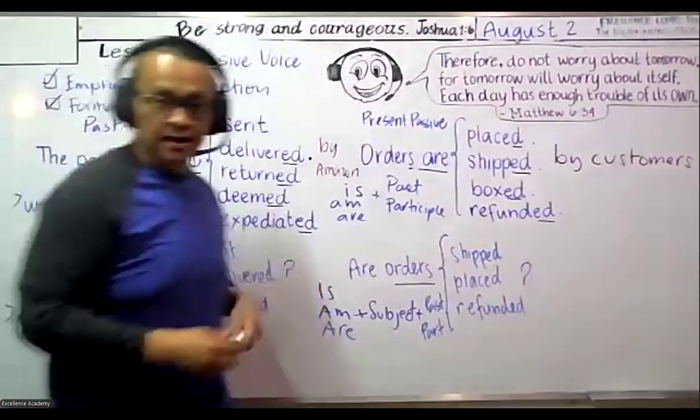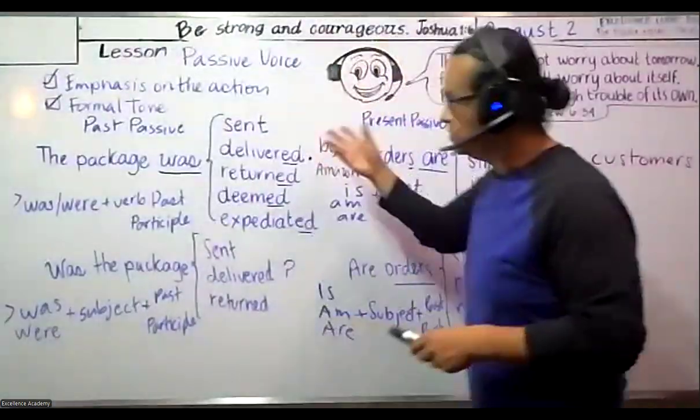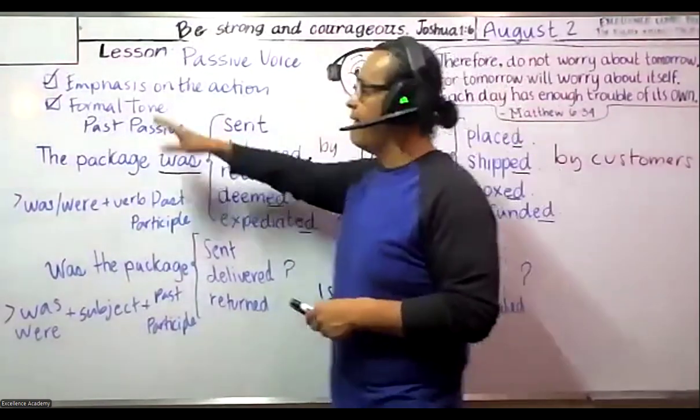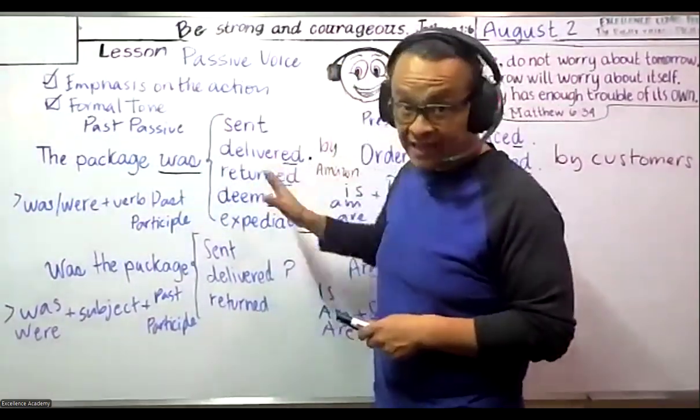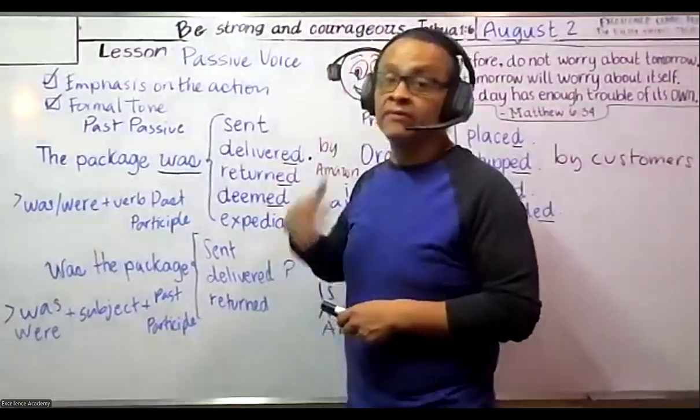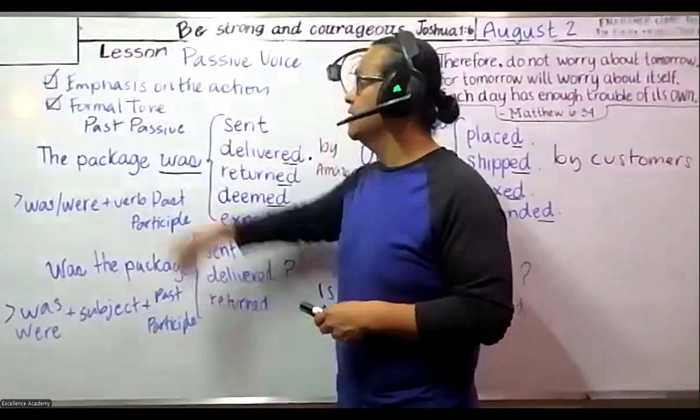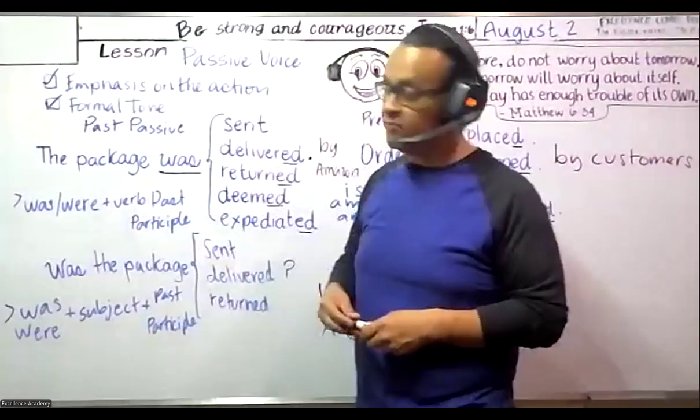All right, the passive voice. So that's pretty much what we're going to do. So the passive voice is going to be a tense that's going to focus on the action performed rather than on the performer of the action, and it's going to be used to provide a formal tone.